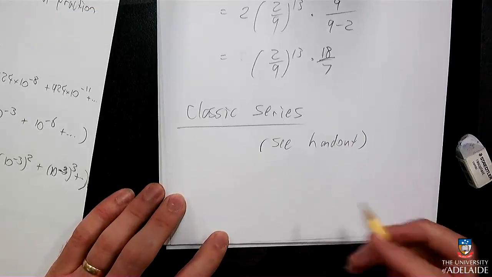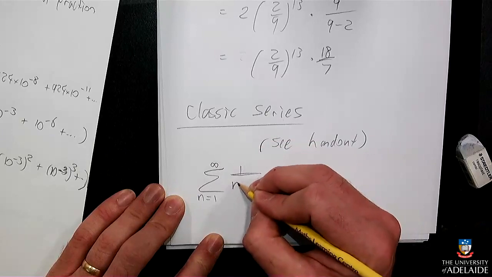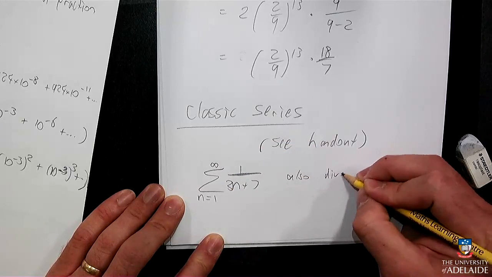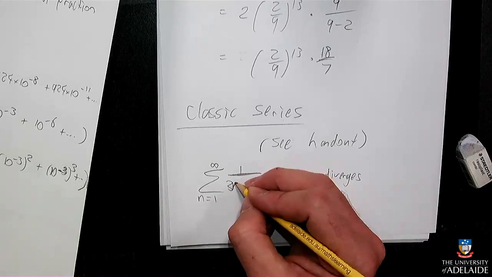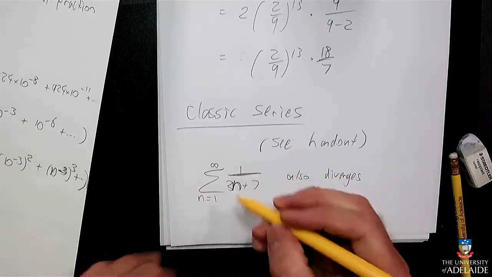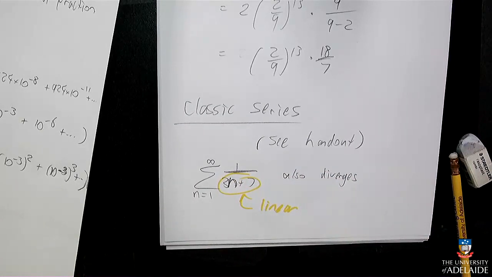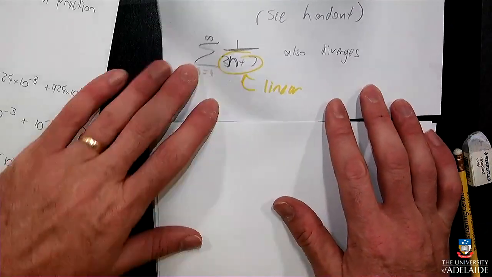Okay, see the handout, but also note that this will also diverge, and it doesn't matter what it is, any linear function down here will also diverge. And the reasoning behind that is that it's between two copies of the harmonic series. So you can actually prove it.